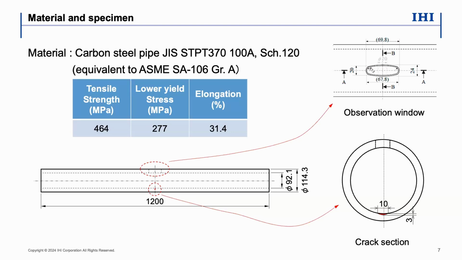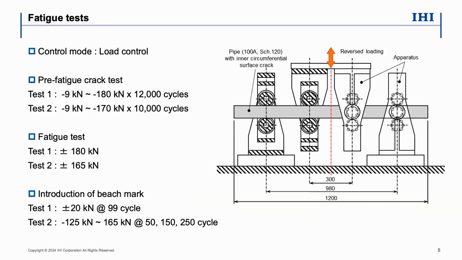At the center part of the specimen, we introduced a circumferential notch with a depth of 3 millimeters and a length of 10 millimeters. At the opposite side of the notch, we introduced observation windows to monitor the fatigue crack growth behavior. This slide provides a schematic illustration of the fixture of the testing machine. Using this fixture, we conducted fully reversed 4-point bending tests.